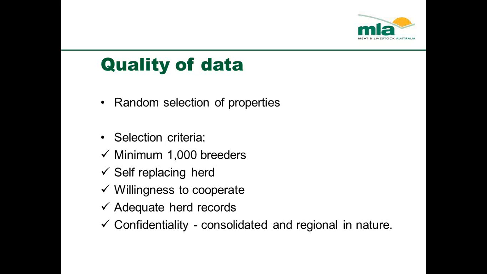Over the top of that random selection, we had some selection criteria that, again, were agreed beforehand with MLA. Each property had to have a minimum of 1,000 breeders, a self-replacing herd, willingness to cooperate, adequate herd records, and they had to understand that their records would be confidential. So in the final report, the results are consolidated and regional in nature, so everything's aggregated, so people can't be identified on a property basis.